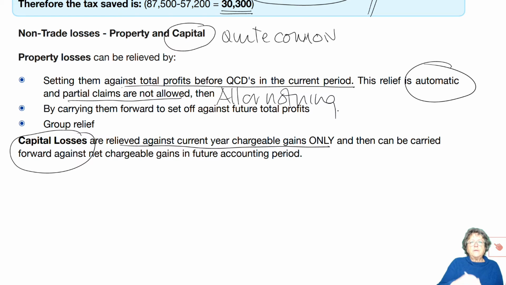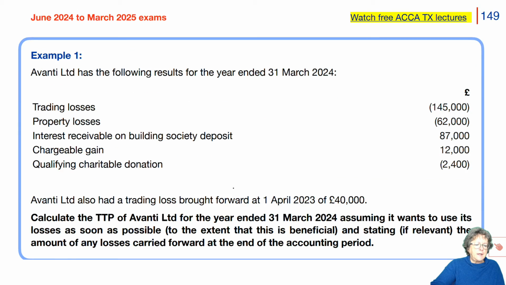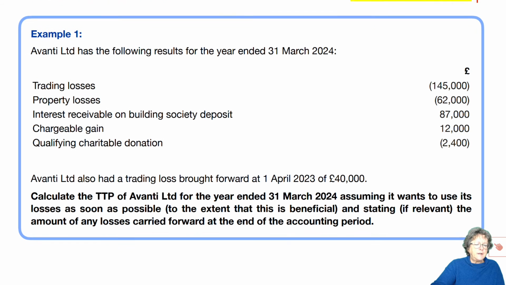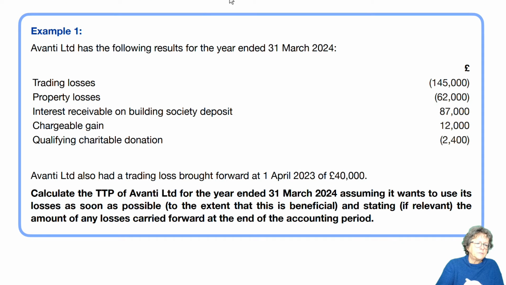And that balances out the fairness. The fact that you have a property loss and you can have it against other income is a bonus. That's a plus. But the minus is that you've got to do it all or nothing, which means you could waste your QCDs. Carry them forward against future total profits, or you can group relieve them. So let's have a look at how that looks in example number 1.